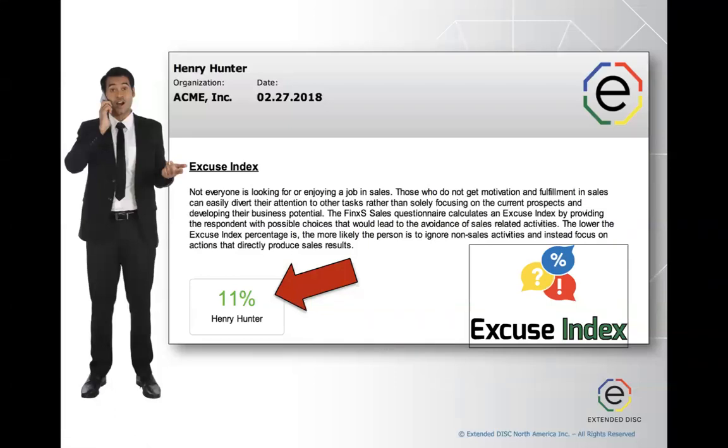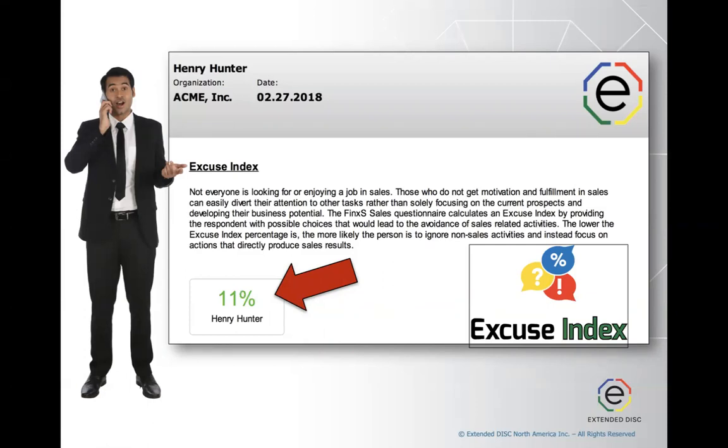For example, a person with an excuse index of 11% spends about 11% of their time not selling and 89% spent on sales activities. This is an excellent score. The average is around 35%, and even then, the most successful salespeople have much lower scores.